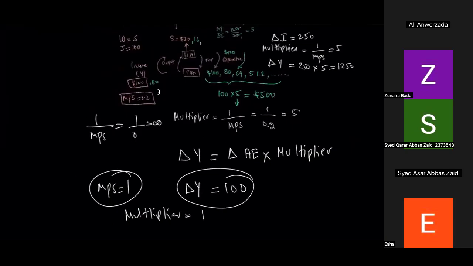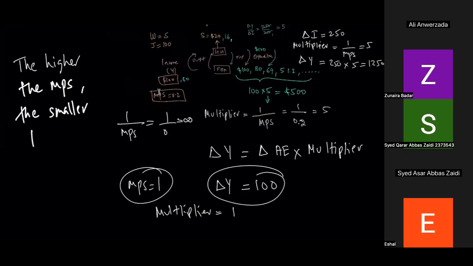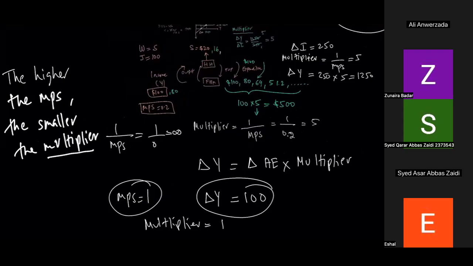The higher the MPS, let me write this, the higher the MPS, the smaller the multiplier. Why? Because MPS actually... What are you saying? Your audio is cutting out. Come again. Sorry, what are you saying? Say it again.